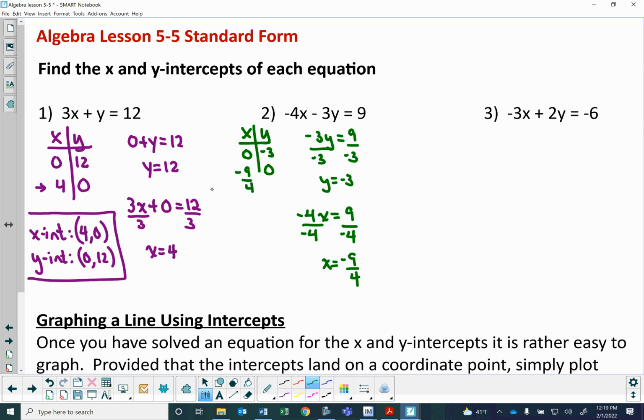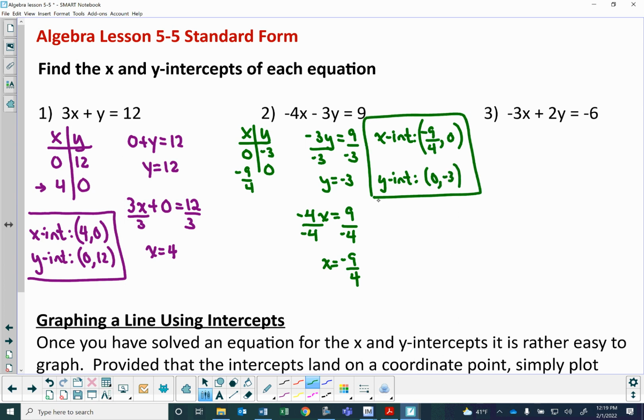So again, make sure you know which one's the x-intercept and which one's the y-intercept. So my x-intercept is the point (-9/4, 0). And my y-intercept is the point (0, -3). Always list them as coordinate points, because that way you'll be more likely to graph them correctly.